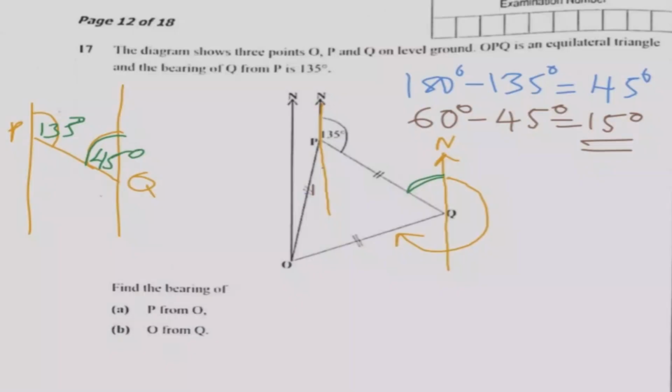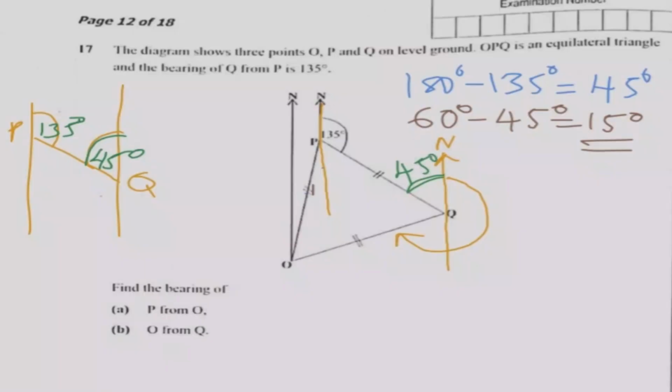So to add up to 180 degrees, that means this angle is going to be 45 degrees. Okay, 135 plus 45 will give us 180 degrees. Co-interior angles add up to 180 degrees. Now, that means here the value of this angle is 45 degrees.